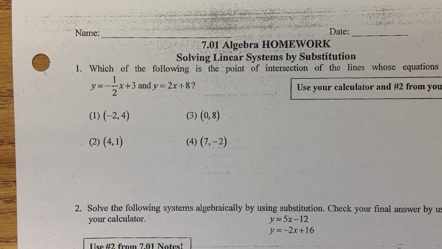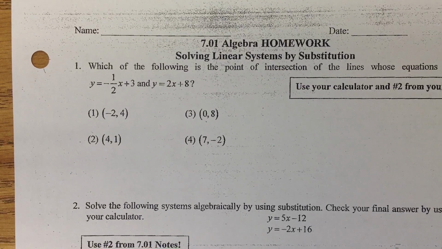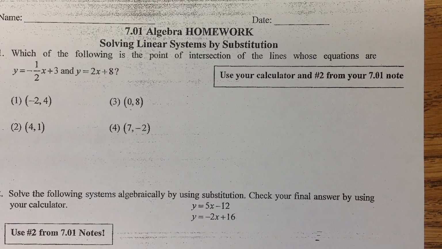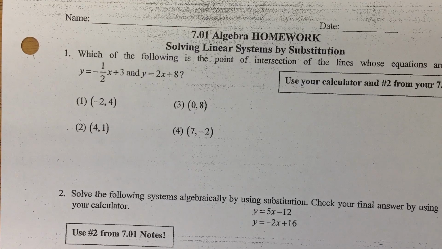Alright, so let's see what we have here. Number 1 says, which of the following is the point of intersection of the lines whose equations are y equals negative 1/2 x plus 3 and y equals 2x plus 8? And then on the right hand side here, it says use your calculator and number 2 from your 7.01 notes. So that's just a hint to help you figure this one out.